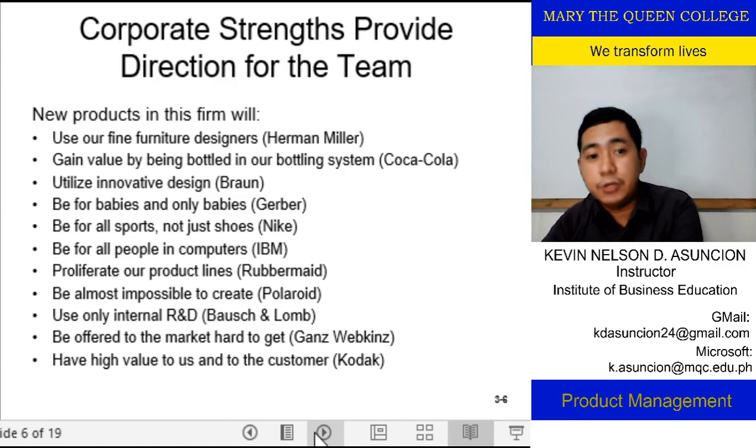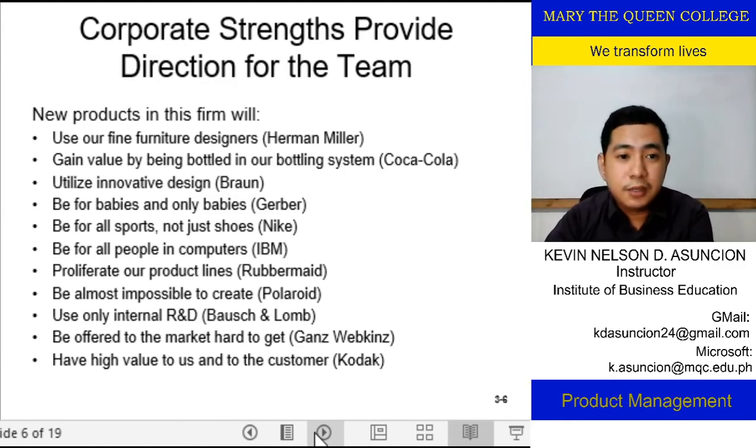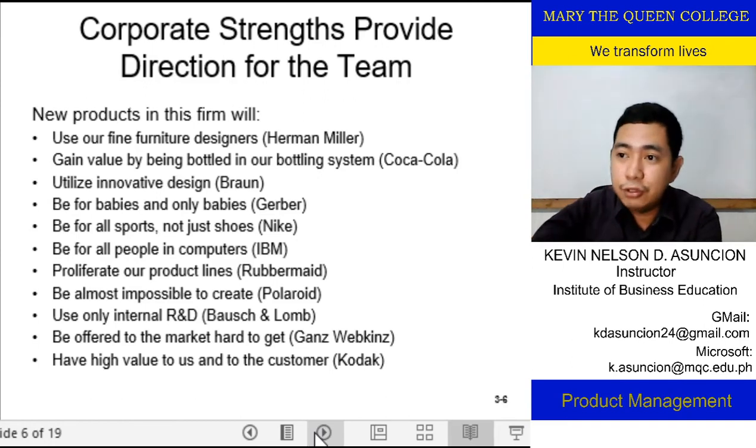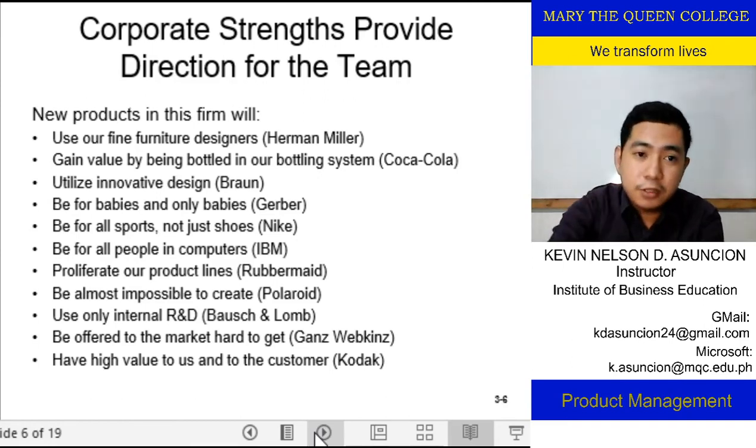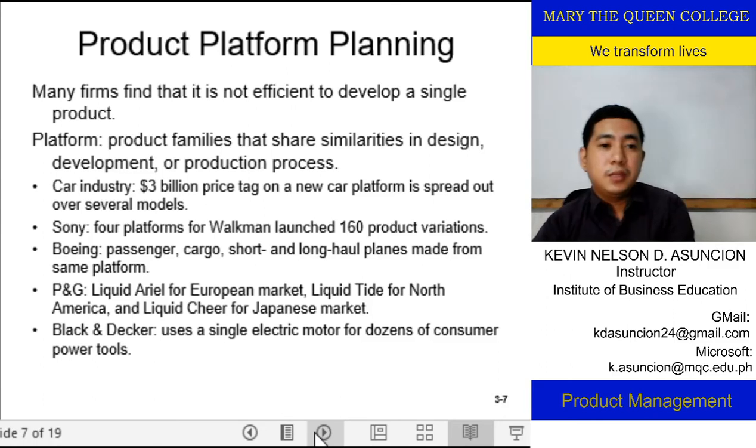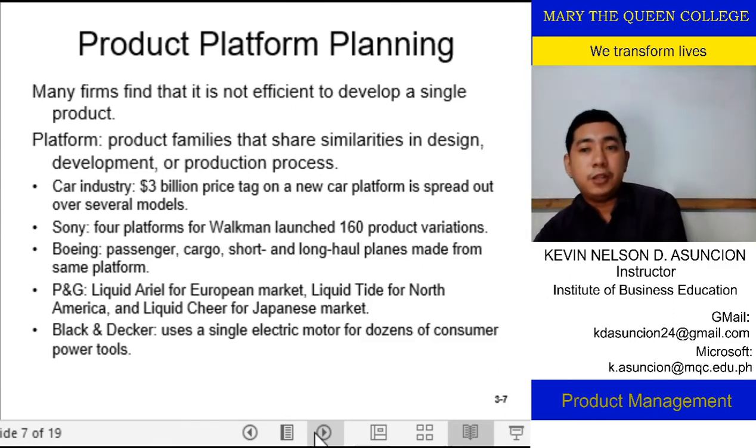That's their positioning. No, just like Nike, take a look at that. B for all sport, not just shoes. No, that's their direction. Their direction towards the customer. Okay, so you need to do that product platform planning.